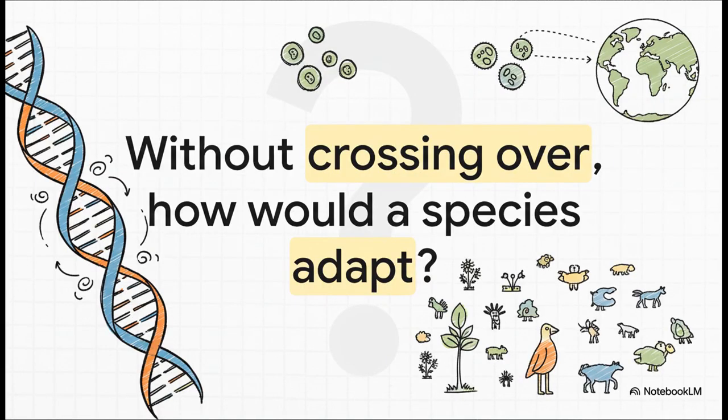And to wrap things up, here's a final thought for you to chew on. This whole gene shuffling thing is basically the engine of evolution. I mean, think about it. Without crossing over, genetic variation would just plummet, and a species would have a really hard time adapting to a changing world. It's just an amazing reminder of how a tiny microscopic event has massive consequences for all life on Earth. And that's it for this explainer. All the best with your studies.